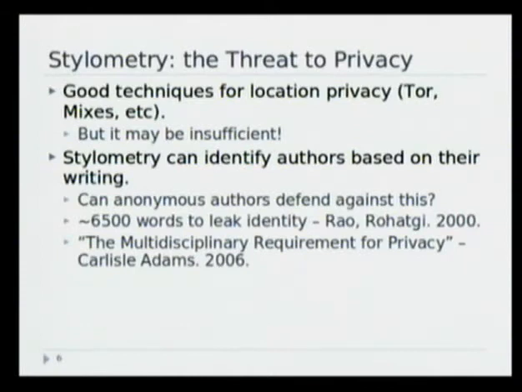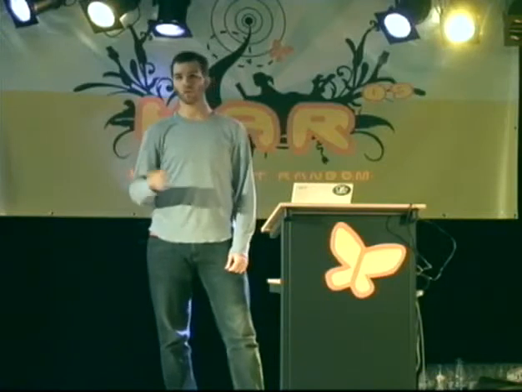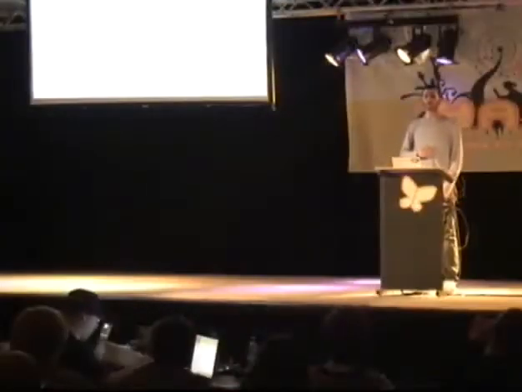So what is this threat to privacy that stylometry can pose? Now, there are good techniques for location-based privacy. If you want to post something anonymously, you can use Tor, you can use a pseudonym, you can do all sorts of things so you can't trace back to where the document was posted from on the internet, things like that. But that may not be enough. Stylometry can be used to identify authors based on their writing style, no matter what methods of location-based anonymity they took to try and publish a document anonymously. So our question is, can anonymous authors defend against this?